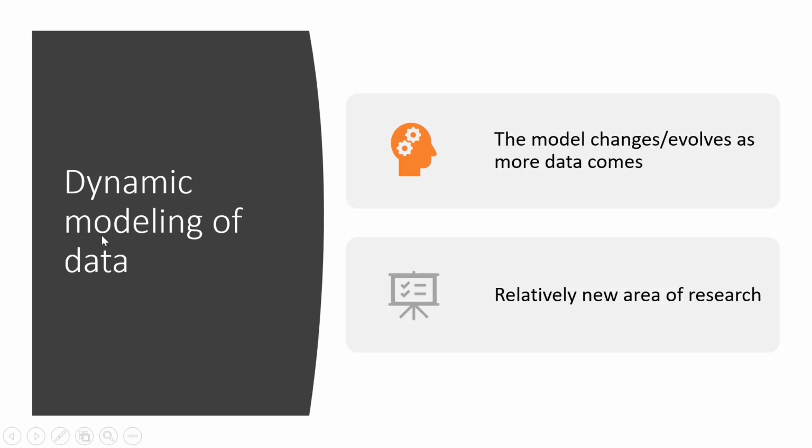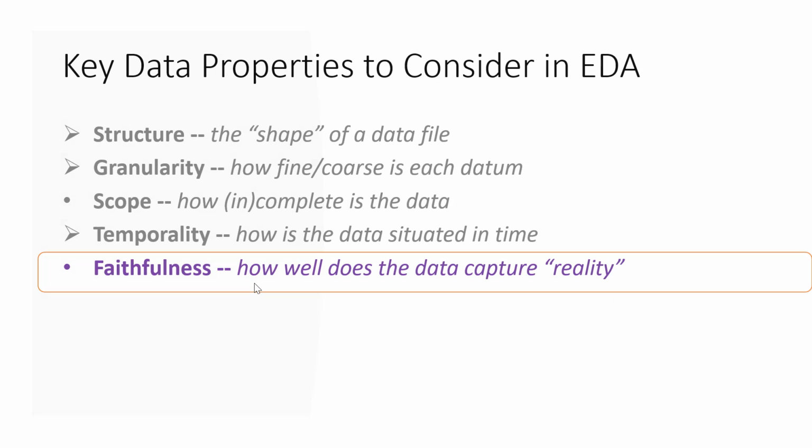It is very important to consider the dynamic modeling of data, because the data changes all the time, so the model changes and evolves as more data comes. You learn from data, you learn a model, but then new data comes and you update the model, hopefully making it more refined and more accurate. It's a relatively new area of research and there's not a lot going on yet, but people are very interested in understanding dynamic modeling of data as opposed to static modeling of data.